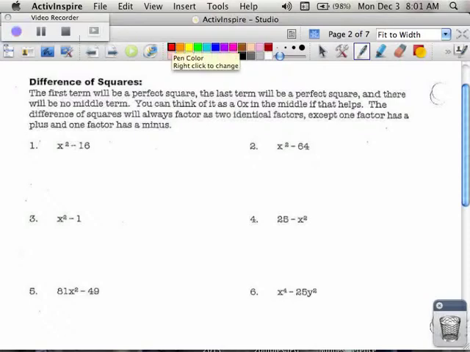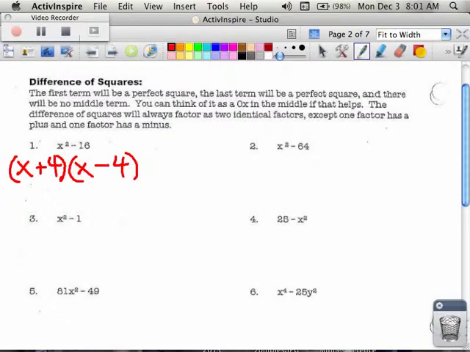When you see that occurring, you will have two parentheses, and the first thing in each parentheses will be the square root of the first thing that you saw. And the last thing in each parentheses will be the square root of the last thing that you saw. And there'll always be a plus and a minus. That's called the difference of two squares.